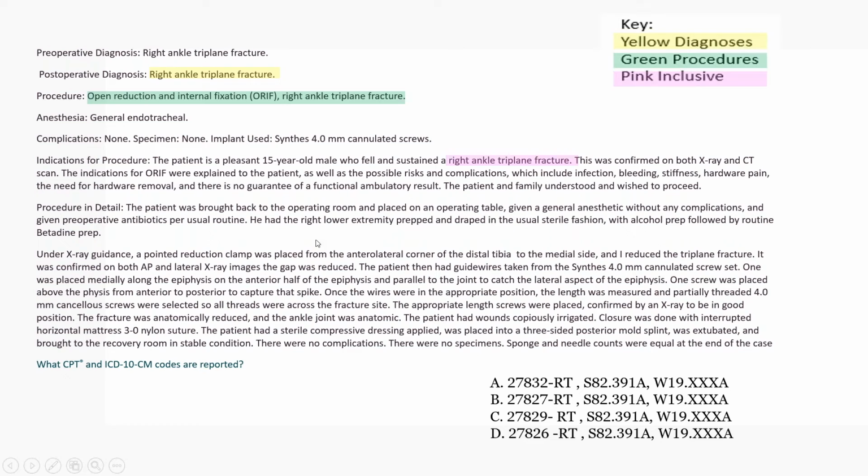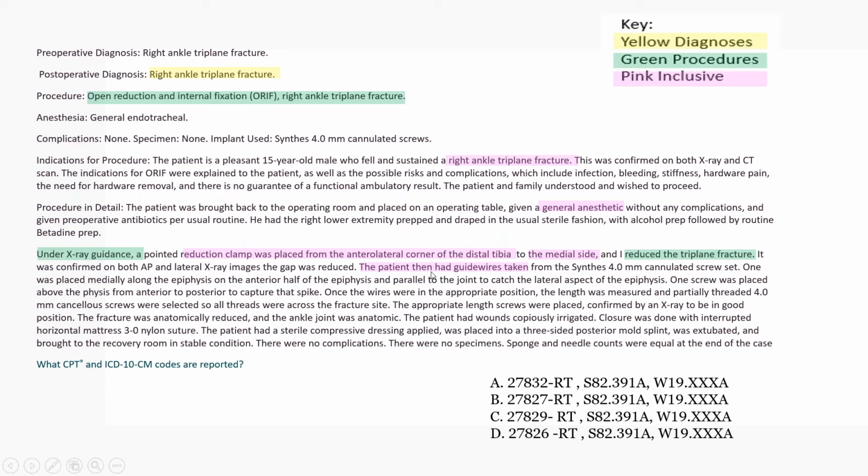In the procedure, we have a right triplane ankle fracture. General anesthesia was given, and under X-ray guidance, a reduction clamp was placed from the anterior lateral corner of the distal tibia to the medial side. The triplane fracture was reduced.